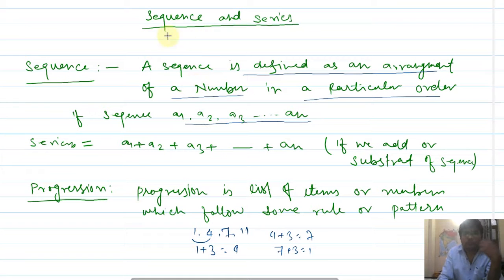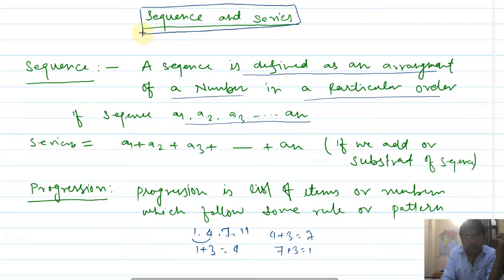So let's start: what is sequence and series, the definitions and all the things. This is the chapter name, sequence and series, and I'm just going to write the definitions: what is a sequence, what is a series, and what is a progression. First of all, what is a sequence? A sequence is defined as an arrangement of numbers in a particular order. You have to define certain rules, a certain pattern, a certain arrangement of numbers, and that is called a sequence.